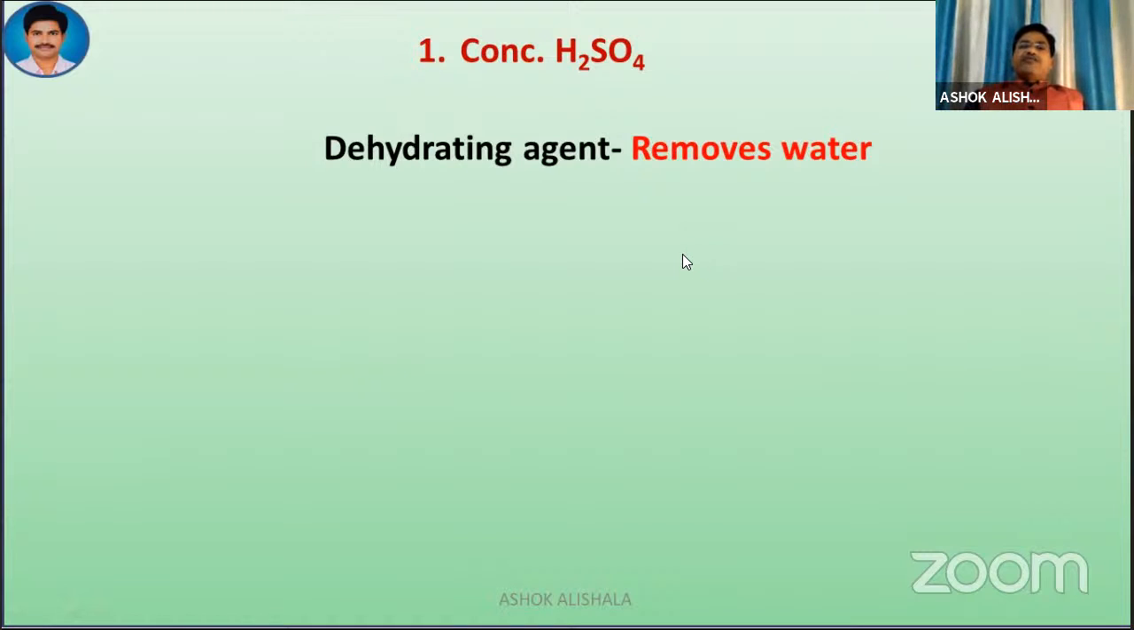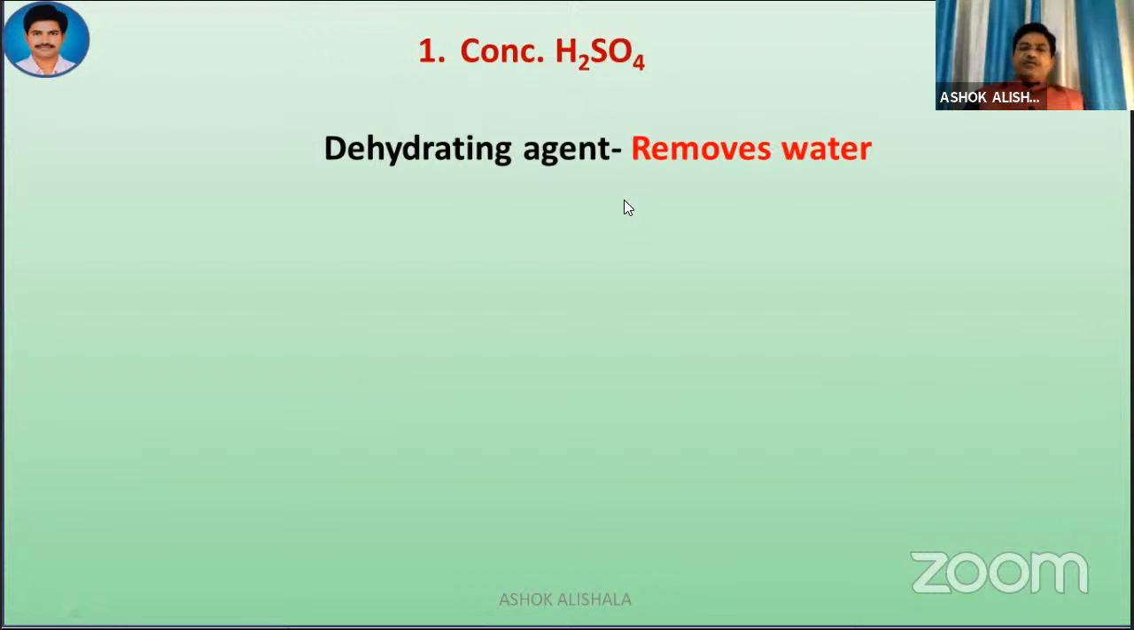In the laboratory, when a small drop is accidentally placed on your clothes or on your skin, definitely there will be some damage you will observe. The reason is that concentrated sulfuric acid removes the water either from the clothes or from your skin or anywhere. That's why there will be damage to the skin and clothes also. That's why we have to take high precautions while handling concentrated sulfuric acid.